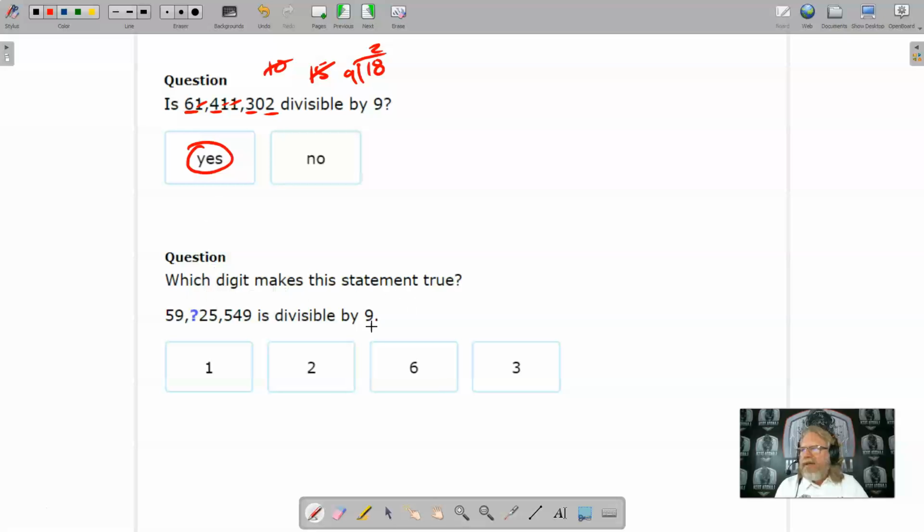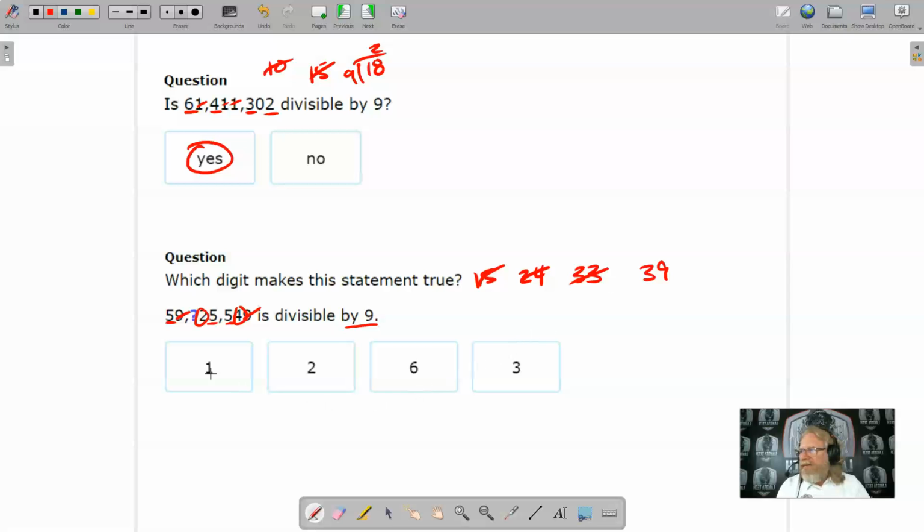Which number makes the statement true? Again, we're still doing the 9 rule, so we have to add all these up. Look at all these 5s in there. 5, 10, 15. So I've got 15 there. Plus 9 is going to give me 24. And oh, look, here's another 9. So that's going to give me 33. And then I've got a 2 and a 4 also, and 2 plus 4 is 6. So 33 plus 6 is 39.